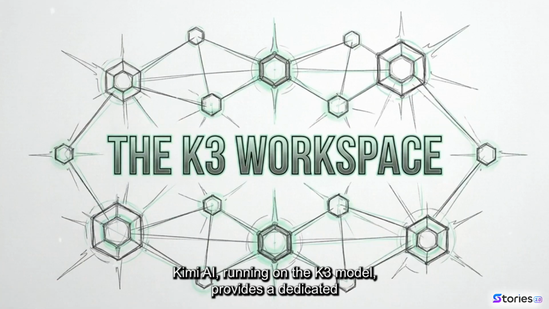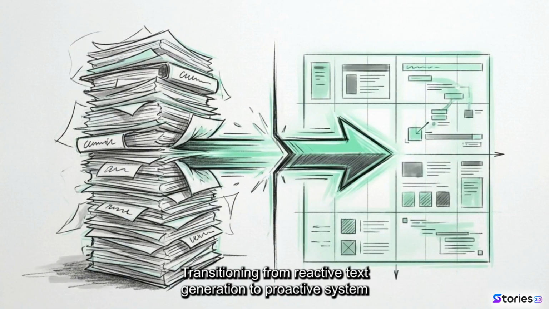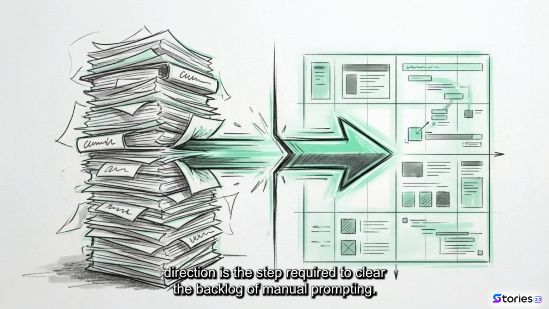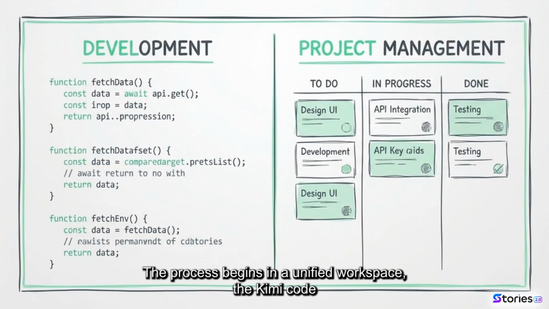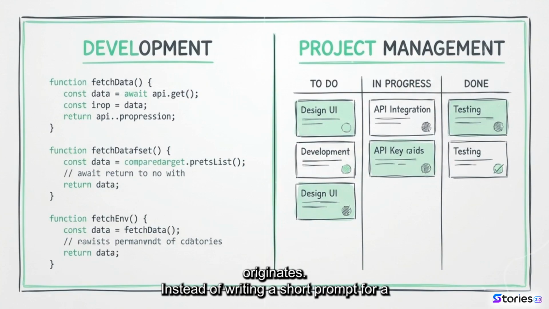Kimi AI, running on the K3 model, provides a dedicated environment built specifically for agentic coding. Transitioning from reactive text generation to proactive system direction is the step required to clear the backlog of manual prompting. The process begins in a unified workspace, the Kimi Code and Kimi Work interfaces, where complex automation originates.